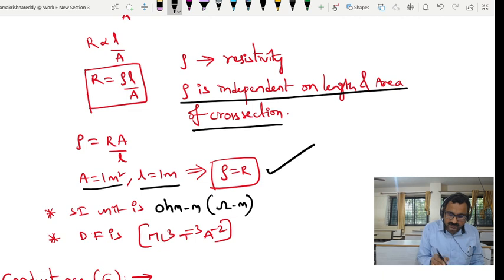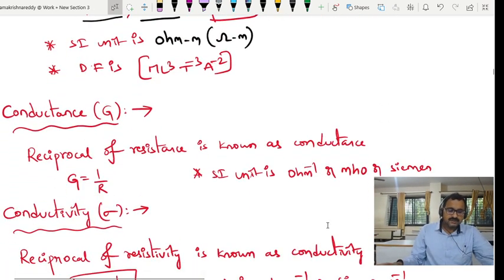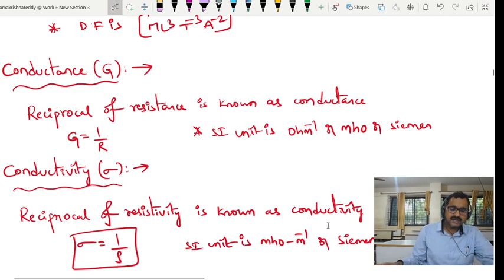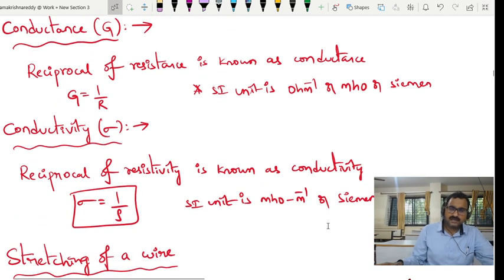Dimension formula: the dimension formula of R is already there, so that will be multiplied with area and length. Area means L square, divided by L only. One L will be cancelled there and we can solve in this way. Next, conductance. You already know that the reciprocal of resistance is known as conductance. G equals 1 by R. This is the equation for that.